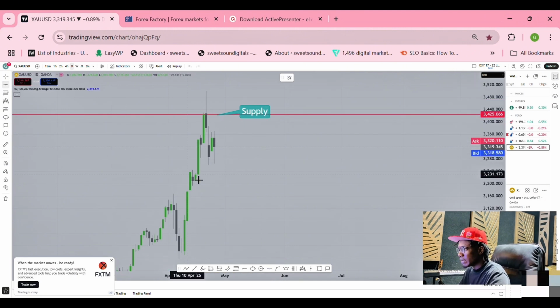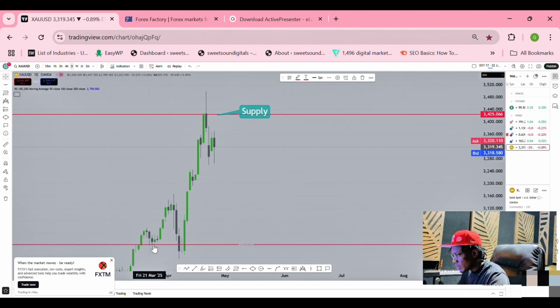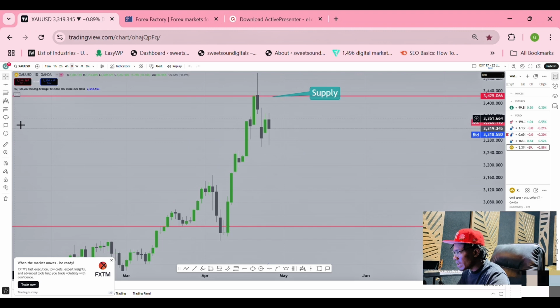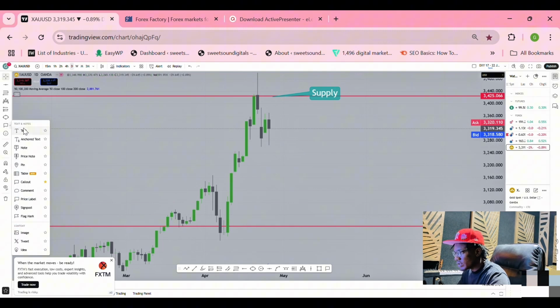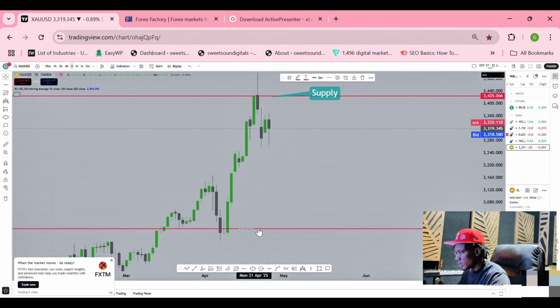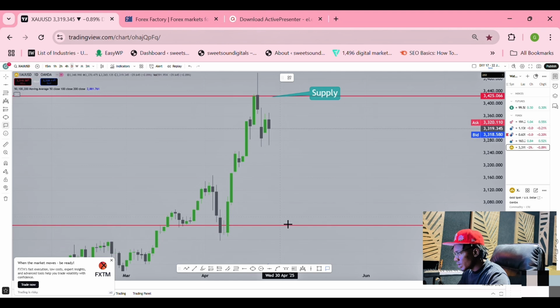Let me mark out my demand zone. Okay, this is my demand zone in this regard. Let me mark this out. Okay, this is my demand zone. This is my demand zone. I'll just write it, demand zone.